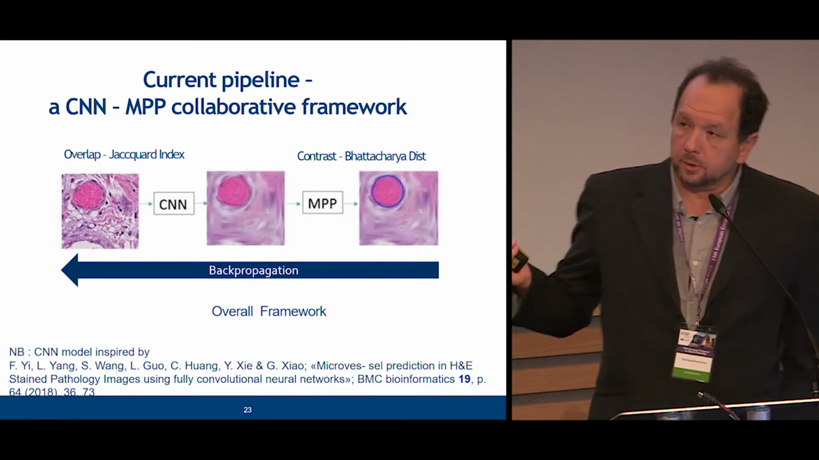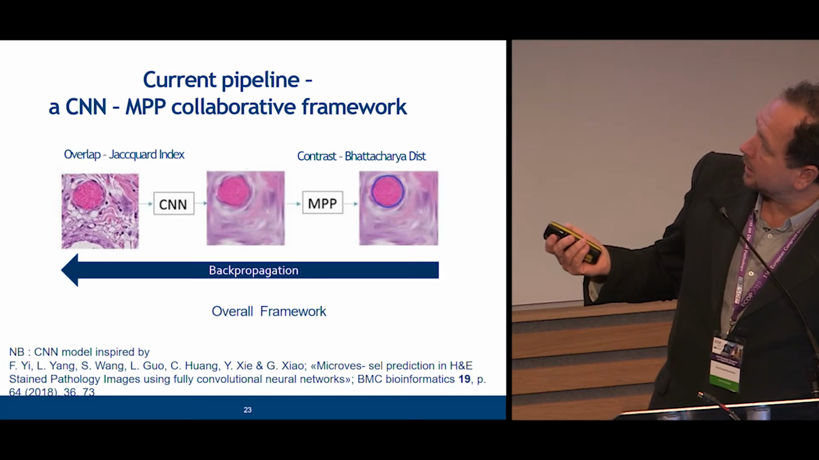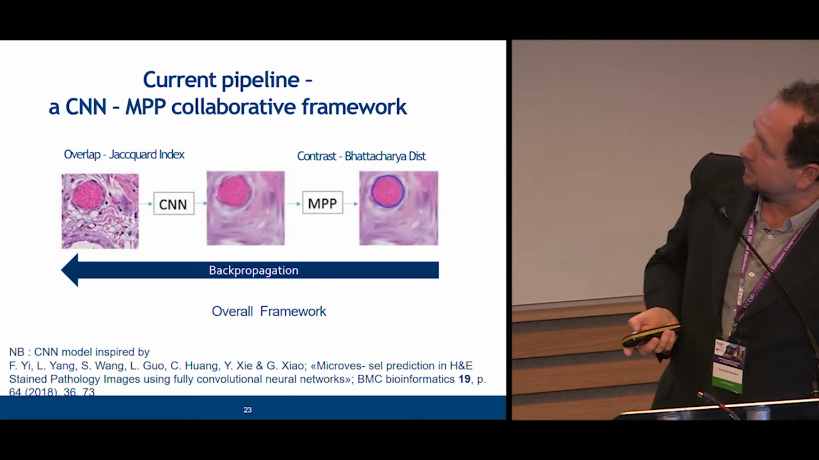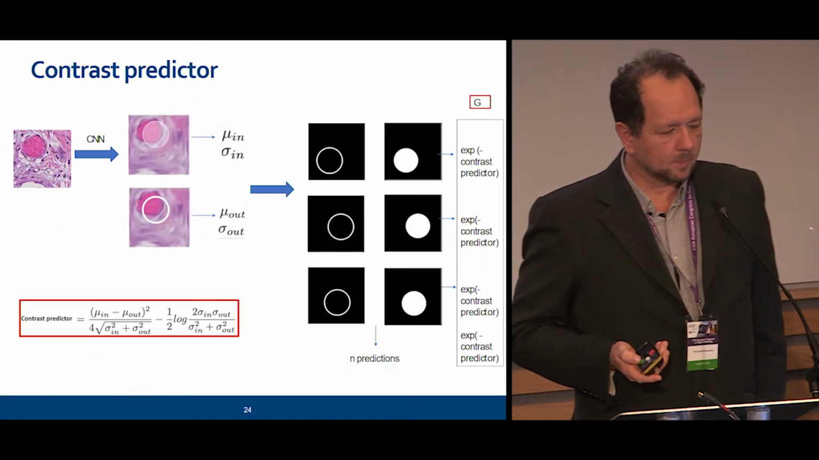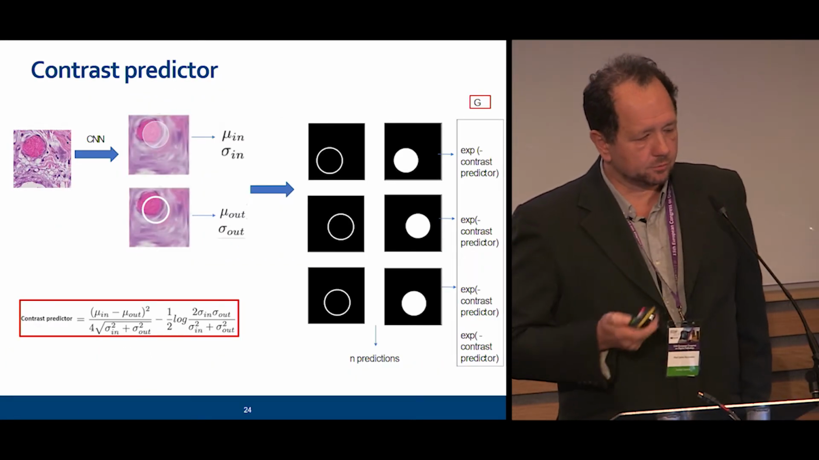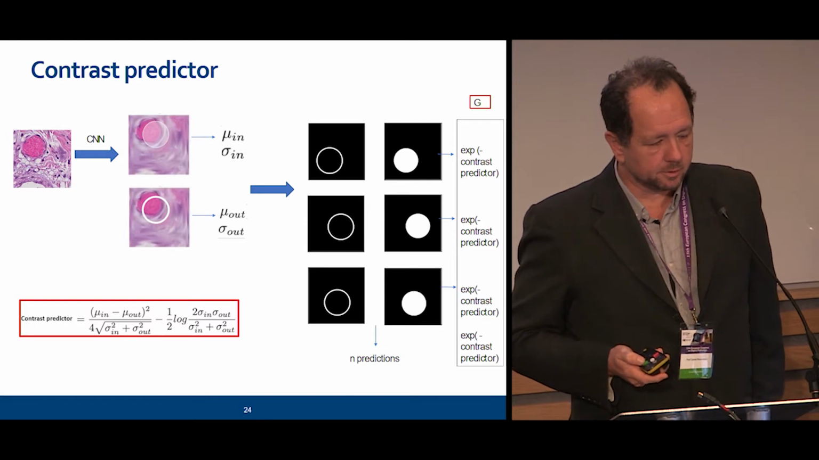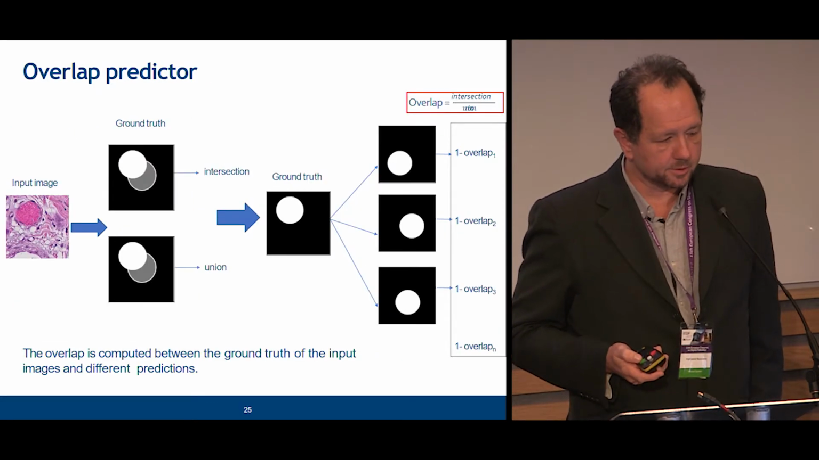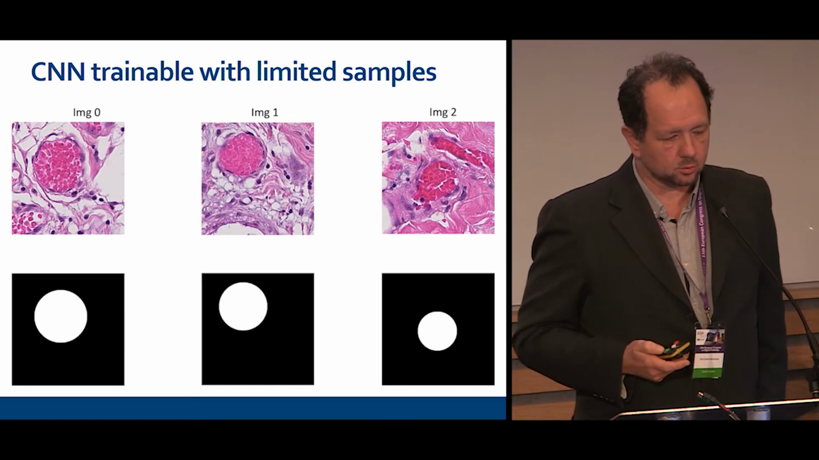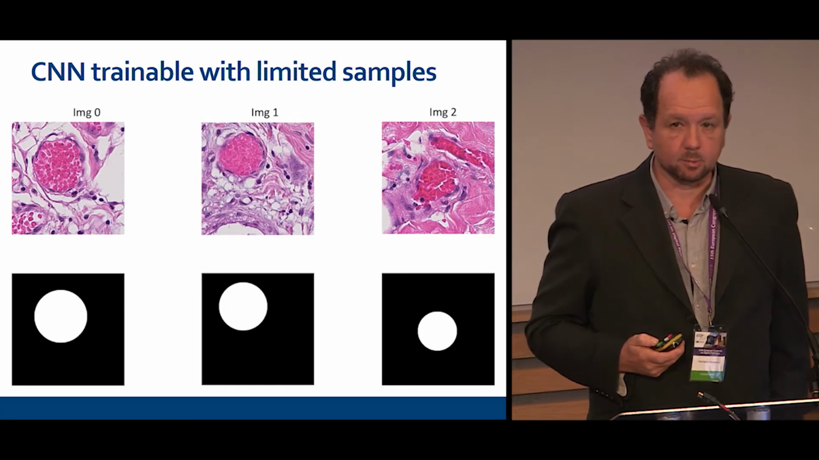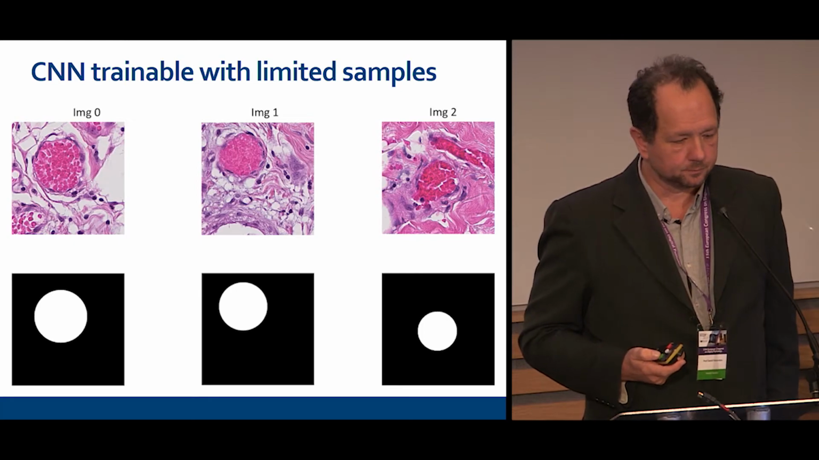The neural network we used is inspired from this work from 2018, sorry. And this is a sort of information about the contrast predictor we used, about the overlap predictor we used, and what is interesting too is that we can work with limited samples. We don't need a lot of annotation.